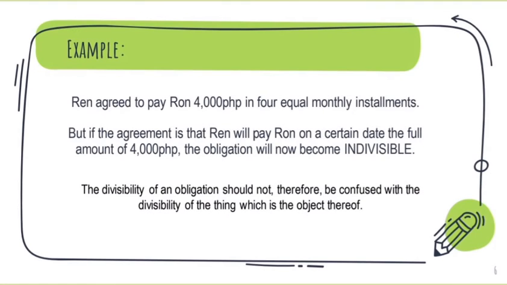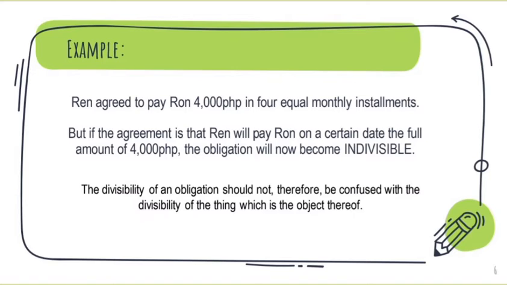So to fully understand the distinction, let's have an example. Ren agreed to pay Ron 4,000 in 4 equal monthly installments. So this is an example of divisible obligations. Una-una, yung 4,000 is physically divisible. Pangalawa, nag-agree yung parties na babayaran yung 4,000 in 4 equal monthly installments.